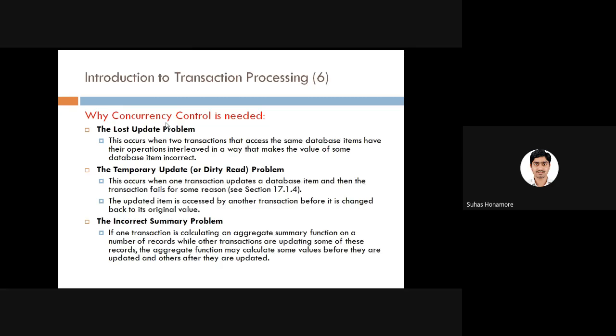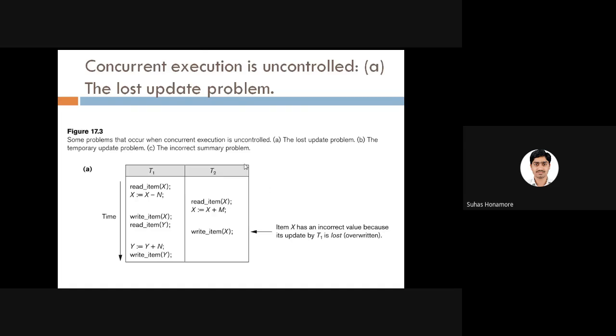The first kind of problem is the lost update problem. If two transactions are trying to access the same data item and the operations are interleaved, one transaction updates the data and the other does not refer to that updated data; it may refer to some incorrect data. That is the lost update problem. For example, T1 updates and T2 does not look at that update. Take this example.